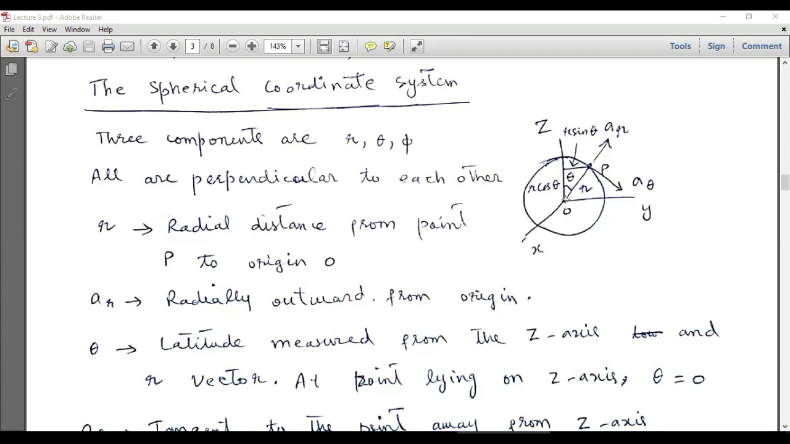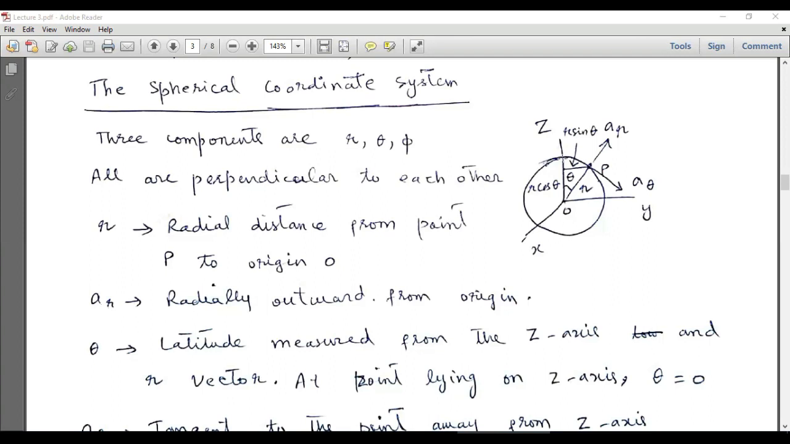Now the angle between this r vector and the z axis is called theta. So this angle is theta, the angle between the z-axis and r, and the direction of theta will be tangent to the point away from the z-axis. So this is a theta.